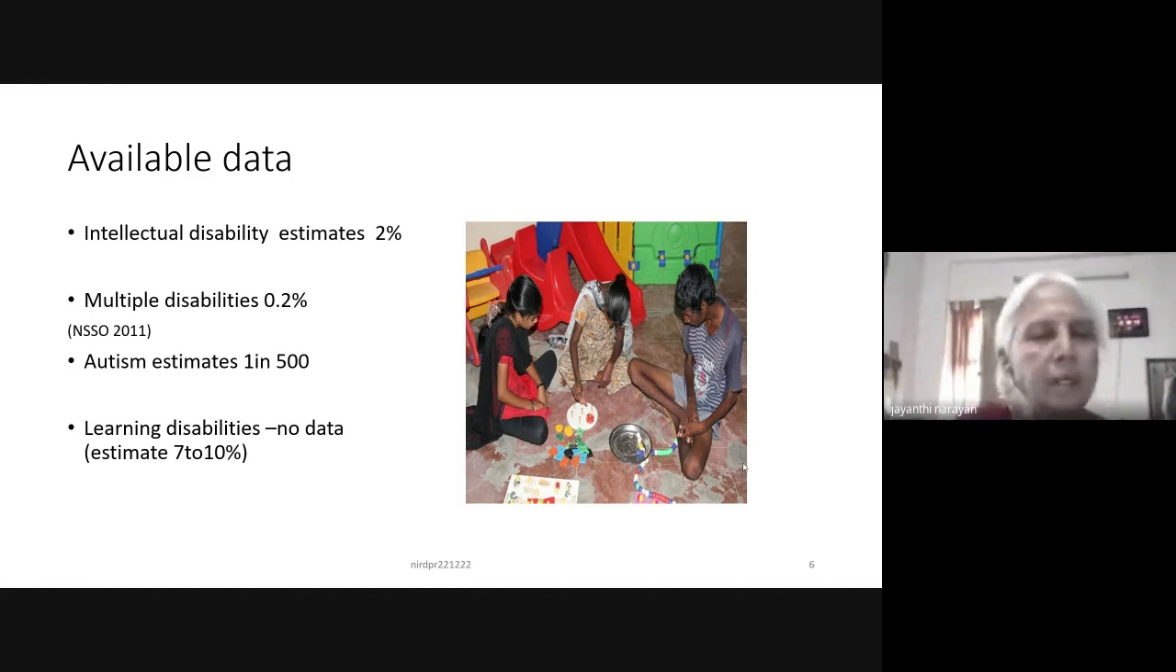Next one. Yeah, this is a rough percentage you have. I'm saying estimates because there are no proper numbers available. Census and NSSO don't match, so the numbers are different. What you see on the screen is a rough estimate. Intellectual disability is about 2%. More than one disability is a multiple disability, that's about 0.2%. Autism has not yet been included in census or NSSO. It is currently said to be 1 in 500, but it is increasing. Learning disability is also not covered in any census or NSSO, but it is considered internationally as 7 to 10%.